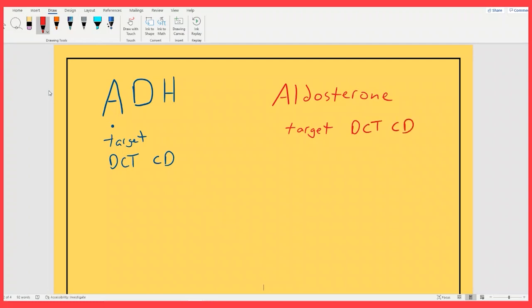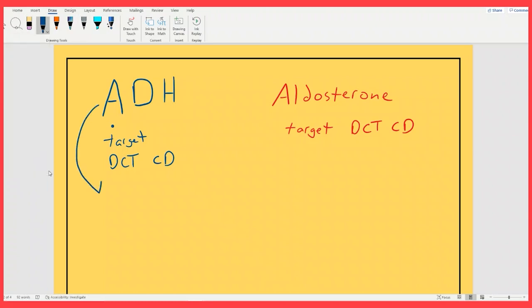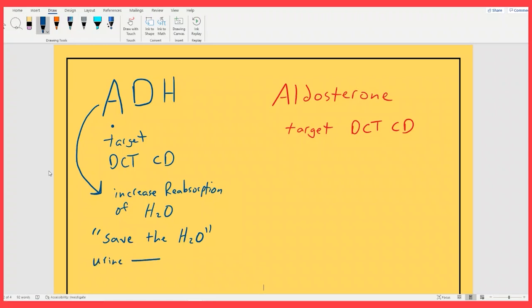These hormones, ADH from your hypothalamus and aldosterone from your adrenal gland, cause different things to happen in these distal convoluted tubule and collecting duct cells regarding our formation of urine. Now, ADH, when it hits those cells, increases the reabsorption of water, H2O. What I always tell people to think of for ADH is this is the hormone that says, save the water, meaning pull it out of the urine, save it into the blood. Urinate less. That's what this means. Not urinate more, urinate less.